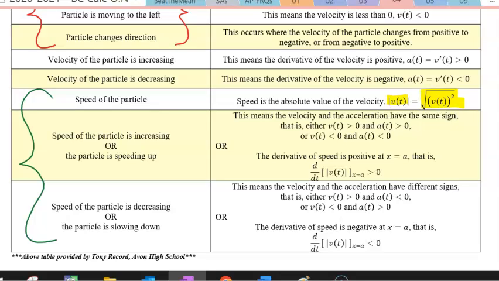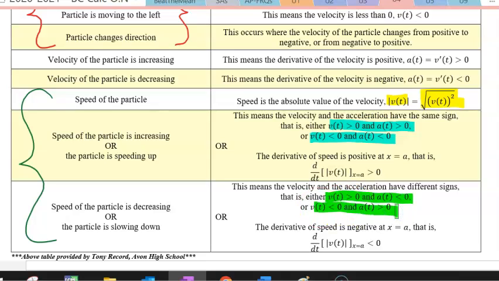So we want to make sure we remember speed is the absolute value of velocity, or the square root of velocity squared. Now, in terms of finding the speed of a particle, whether it's increasing or decreasing, we should remember that this is all dependent upon the signs of velocity and acceleration. If they're the same sign or different signs tells us whether the particle, or the bug, is increasing or decreasing in speed. It's increasing when the velocity and acceleration have the same sign and decreasing when they have opposite signs.